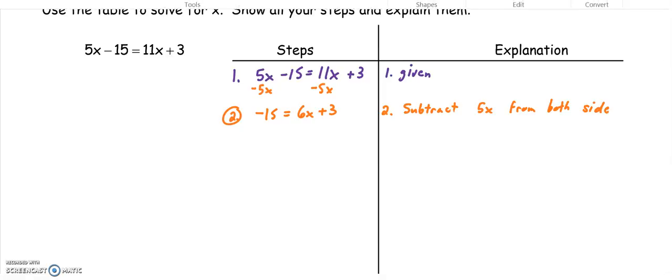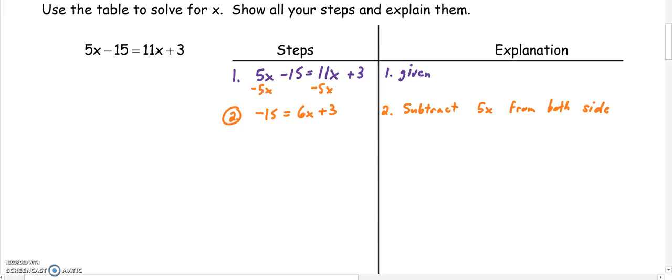Then in my next step, I got the variable by itself, but I also need to get the constant by itself. So this 3 needs to move away from the x. So I'm going to subtract 3 from both sides. And I get negative 18 equals 6x. And in my explanation, I would say subtract 3 from both sides.